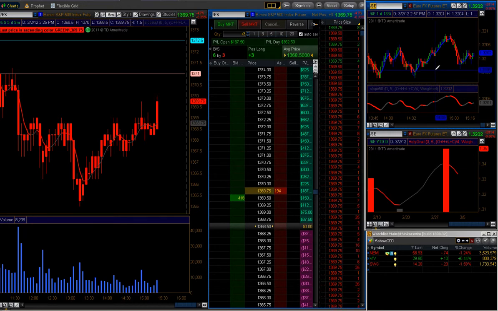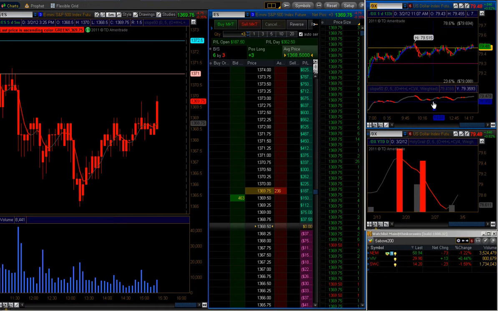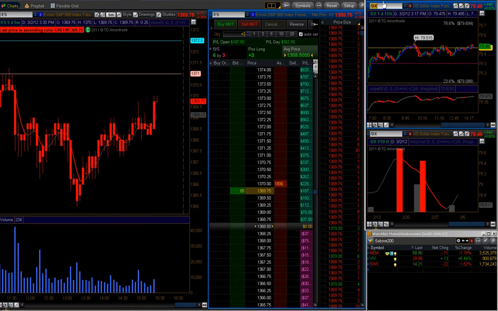Still bumping against that 70. 20 seconds until the 5 minute bar closes. We need to close above 1369 and a half. 60's moving up. Let's see what the dollar's doing. Is it tanking here? Dollar's holding up. Cool, got our close right where we expected.